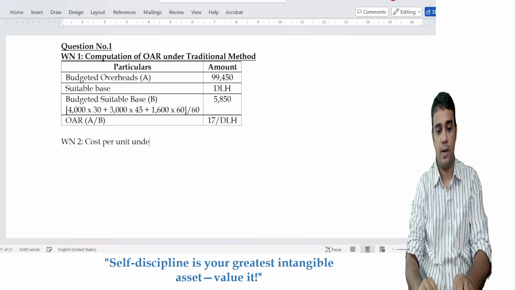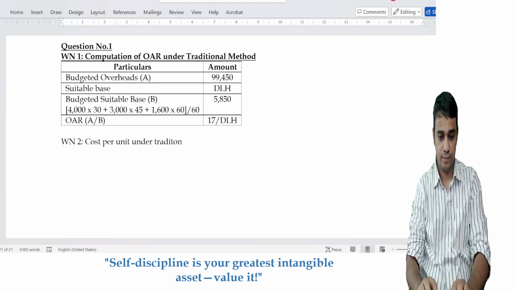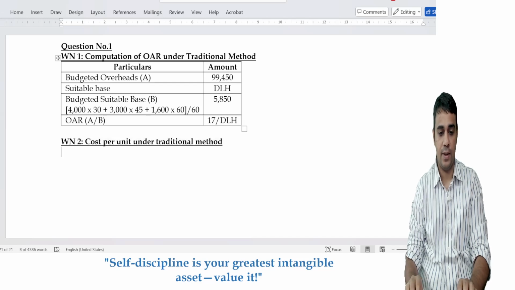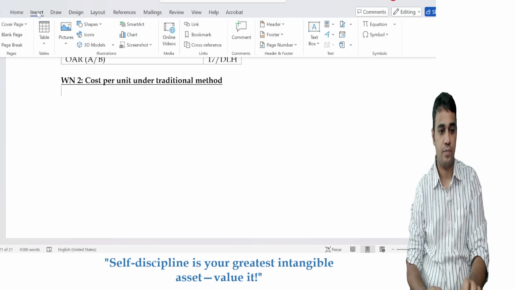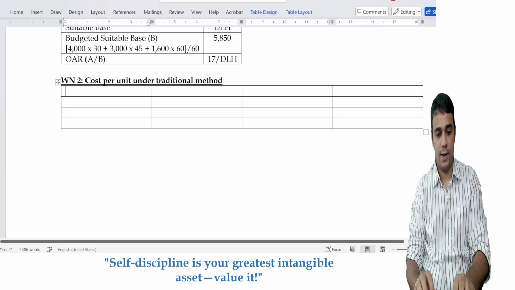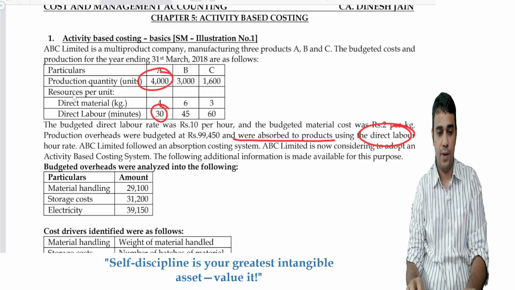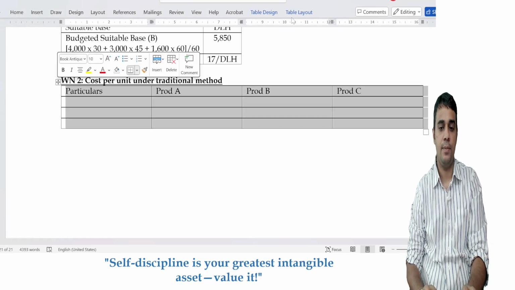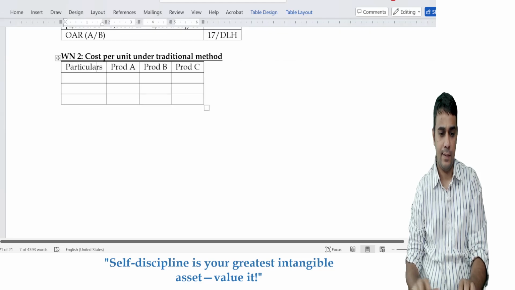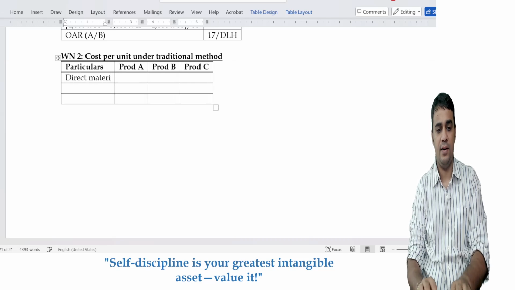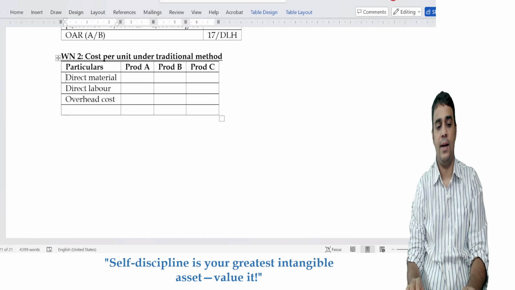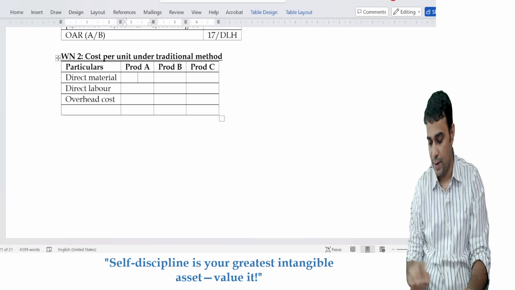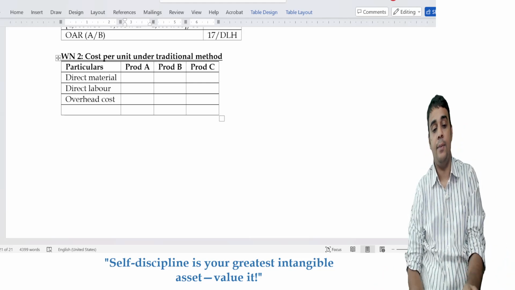Cost per unit under the traditional method. Particulars on 3 products, Product A, B and C. Under the traditional method, we have direct material, direct labor and overhead cost: material cost, labor cost and overhead cost.